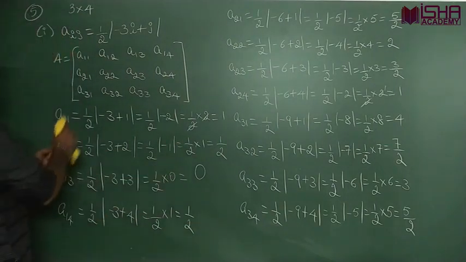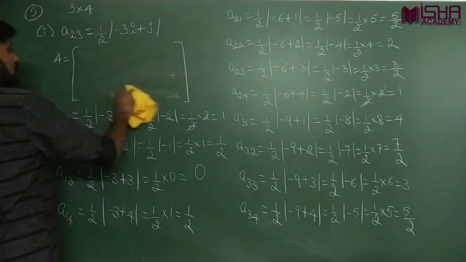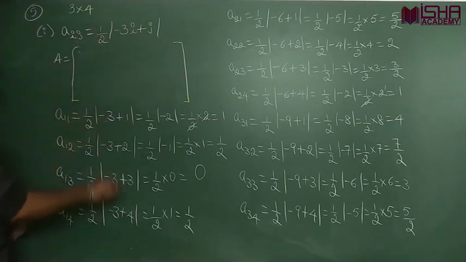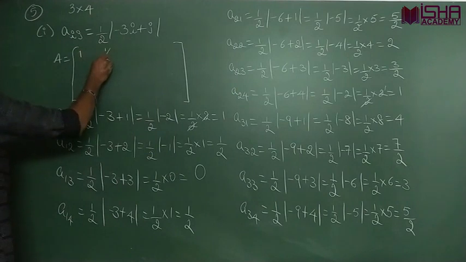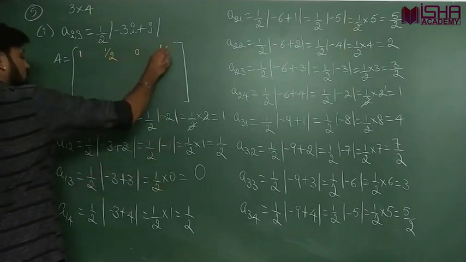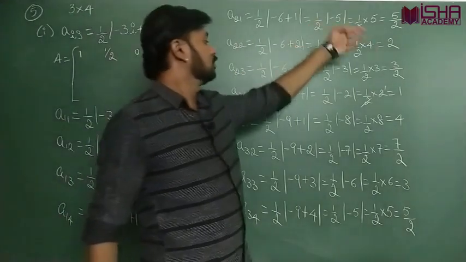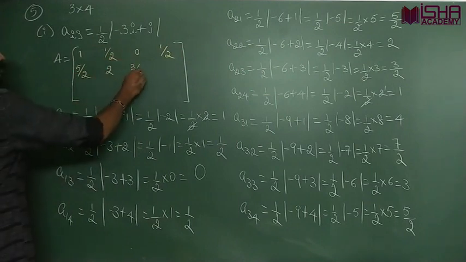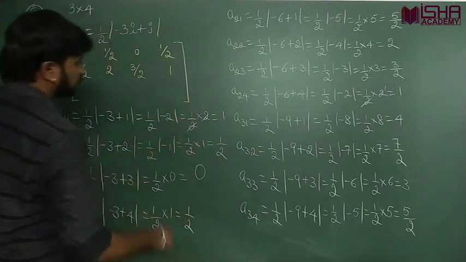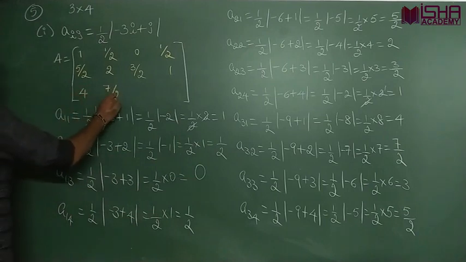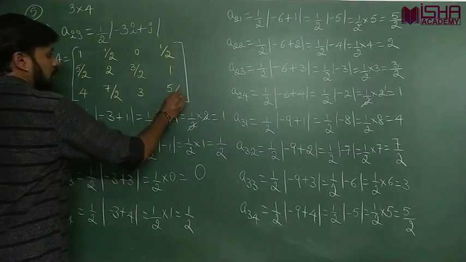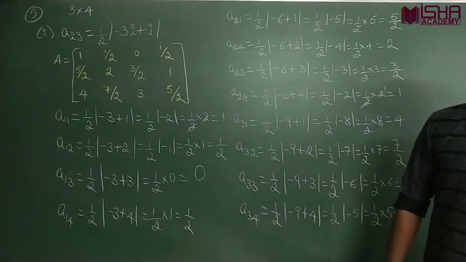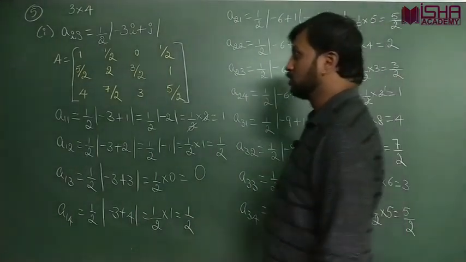Lastly, therefore, A equals, just fill up all the elements. A11 is 1, next 1 by 2, 0, 1 by 2. Next, the second row: 5 by 2, 2, 3 by 2, 1. And the last row: 4, 7 by 2, 3 and 5 by 2. Is that clear? So that is your 3 cross 4 matrix. Everyone understood? Practice this once.